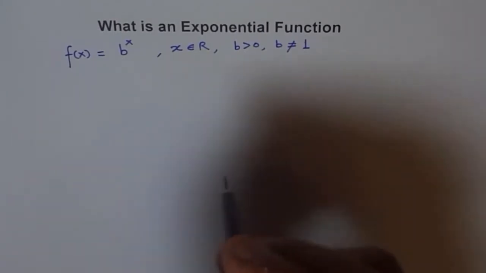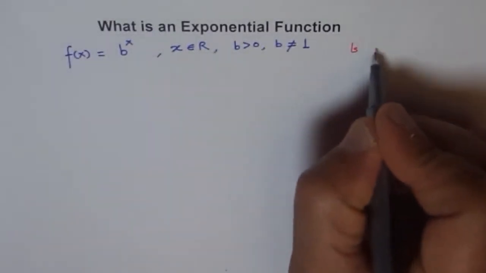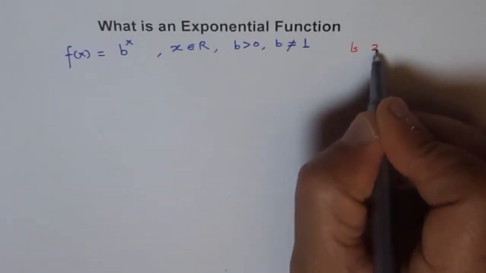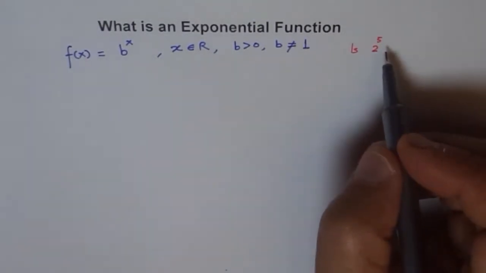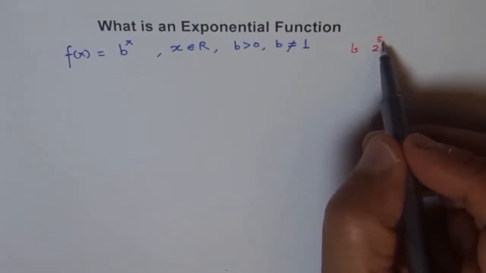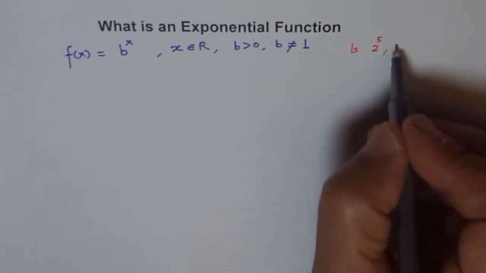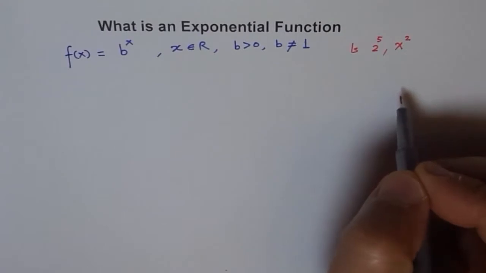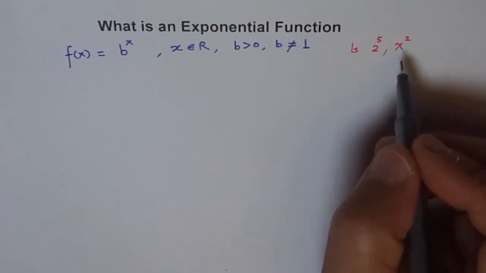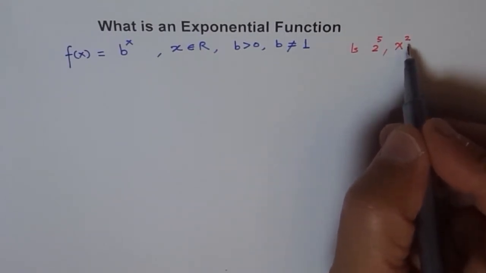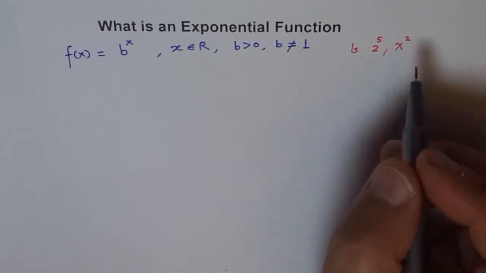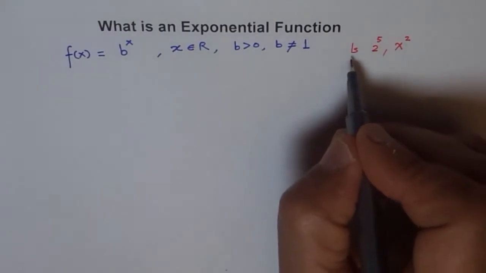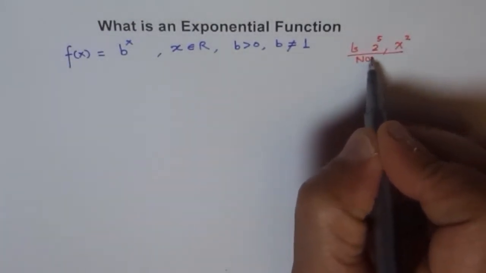Is 2 to the power of 5 an exponential function? No, it is not. Why? Because the exponent is not a variable. Is x square an exponential function? No, it is not, since the variable is here but not in the exponent. So these are not exponential.